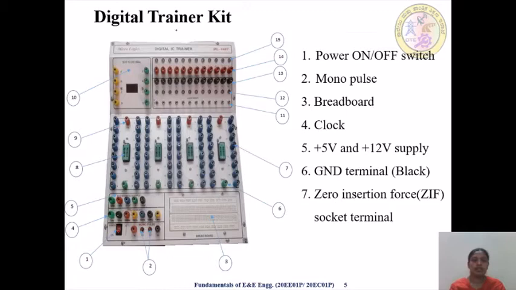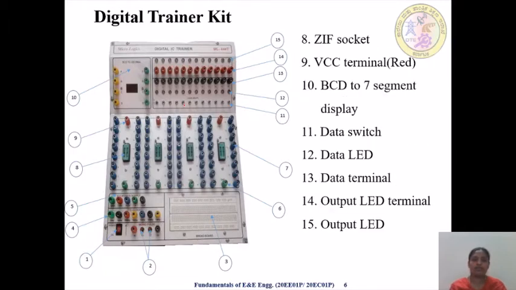This is the digital trainer kit. Here this is called the power on/off switch, and here the seventh terminal is connected to ground, and the 14th terminal is to be connected to the VCC. This is called the chip socket, and here these are called the input terminals, and here it is called the output terminals, where LEDs are connected.